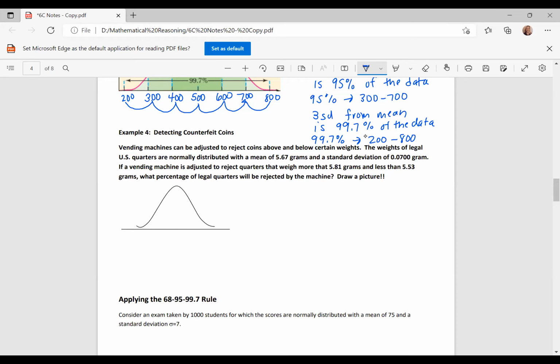So here we go. It tells us what our mean is. It tells us it's 5.67. This is the weight of a quarter. Now this is in grams.